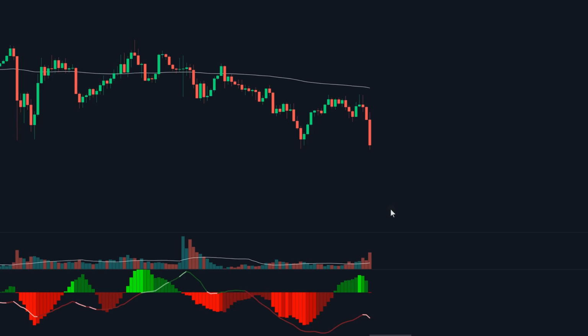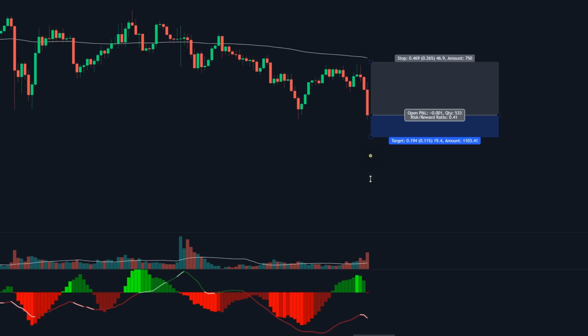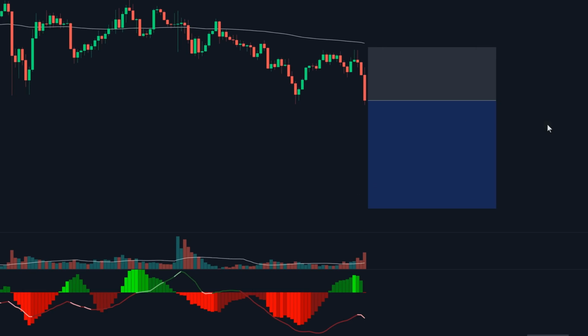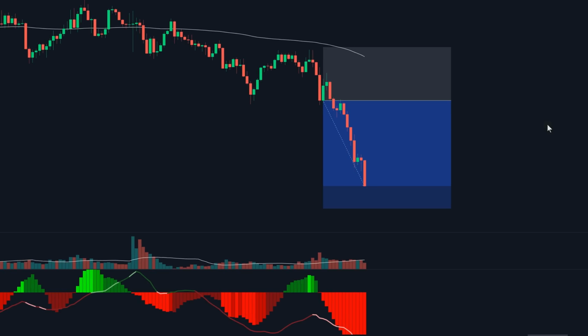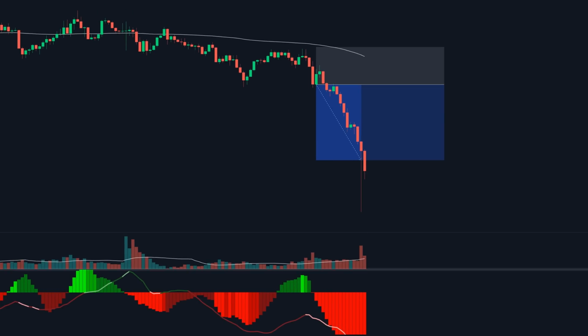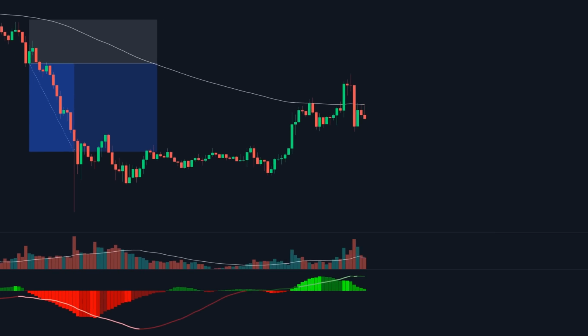For that, we want this last histogram bar of the volume indicator to be colored red, and it should also be above this white moving average. All our entry conditions are met on this candle, so we're going to enter a short trade right here. We're going to set our stop loss above the most recent swing high. For the take profit, we're going to set it at 2 times the risk. We'll let this trade run and take profit.